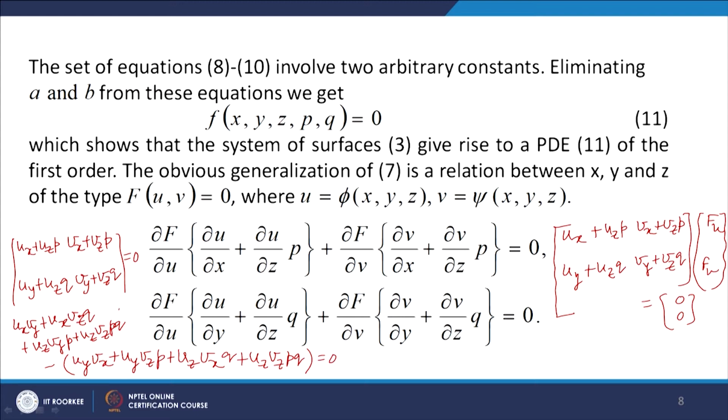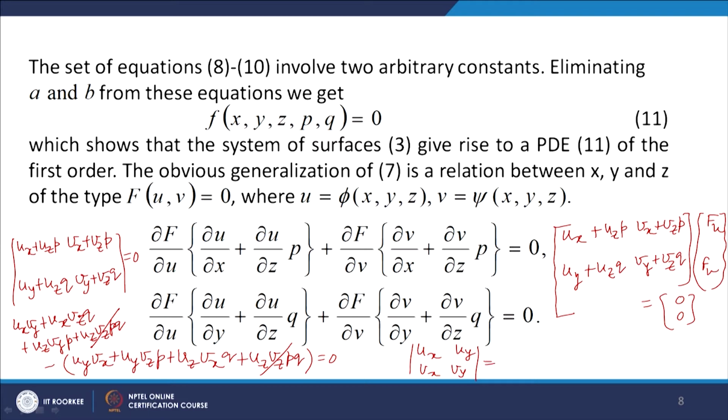So, you can see u_z b_z p q will cancel with this u_z b_z p q. Okay, u_x b_y minus u_y b_x we can write as the determinant of u_x u_y, b_x b_y. The terms u_x b_y minus u_y b_x can be written as u_x b_x, u_y b_y, and then we have here u_x b_z, let us take the coefficient of p.